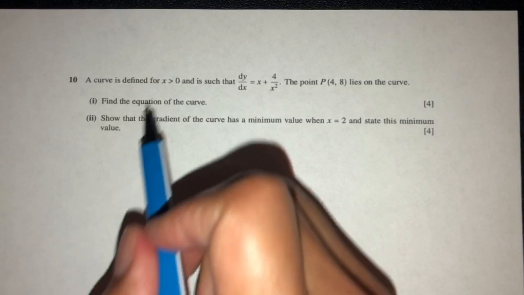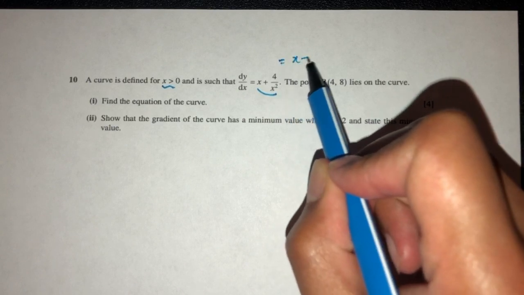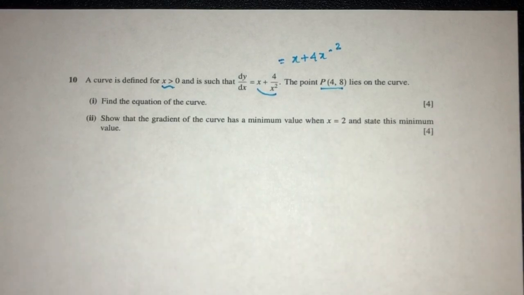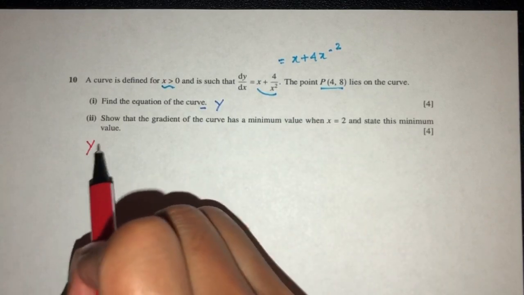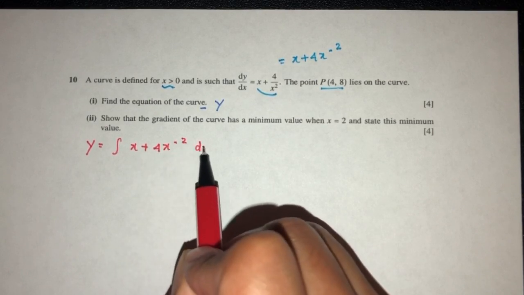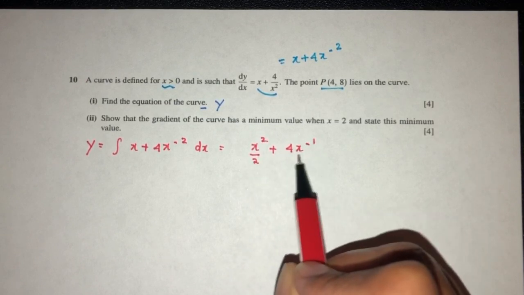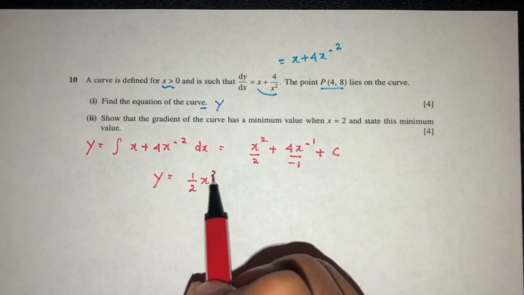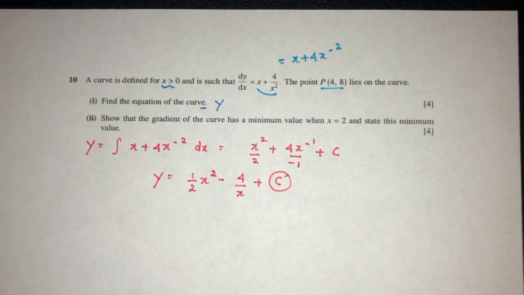A curve is defined for x more than 0, such that dy by dx is given to you by this. Now I can rewrite this as x plus 4x to the power minus 2. P is a passing point, good to know. We have to find the equation of the curve, which is simply finding the value of y. So y is equal to the integration of dy by dx, which is x plus 4x to the power minus 2 with respect to dx. That will be x squared over 2 plus 4x to the power minus 1 over minus 1 plus c. So y is equal to half x squared minus 4 over x plus c. So we have to find the value of c by using the passing point P.